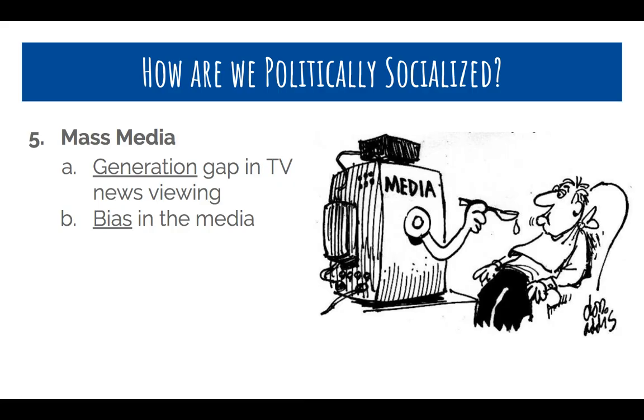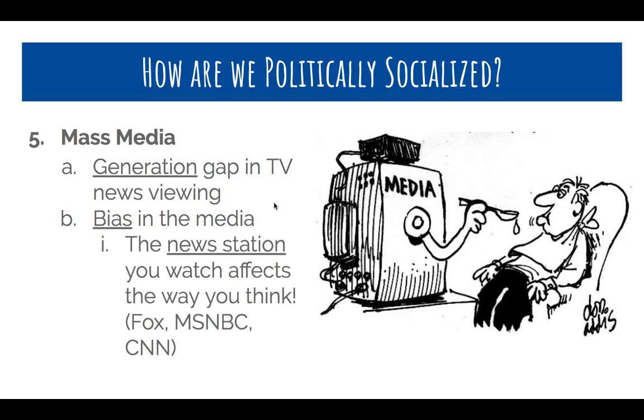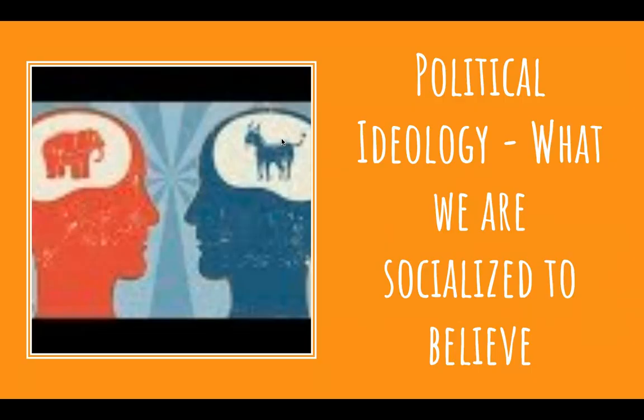So one thing to know, guys, is that bias is in the media, no matter what you listen to, where you get your information from. The news station that you watch or that is on TV as you grow up, again, going back to family, will affect the way you think. So Fox, for example, is a predominantly conservative news station, whereas CNN is predominantly liberal or Democratic leaning. So this has some implications in terms of how you view politics and what's going on in society.